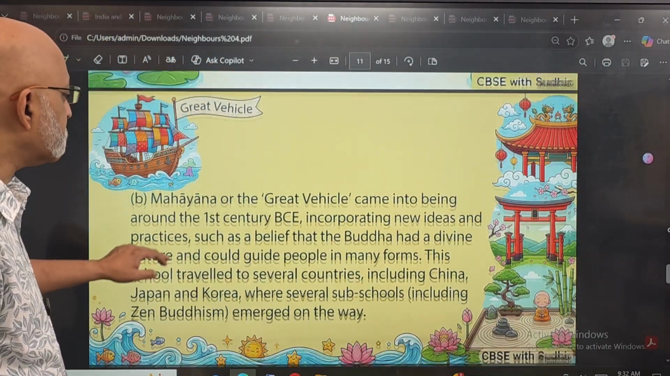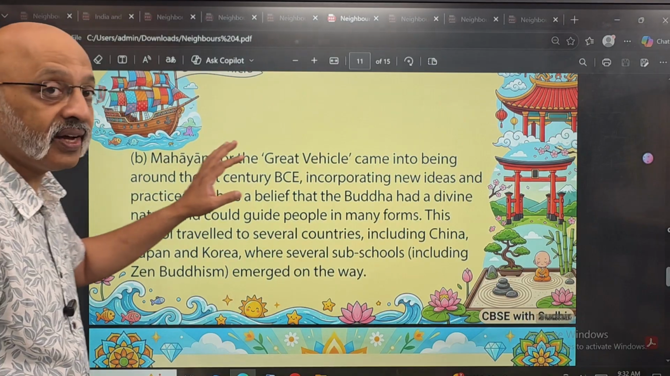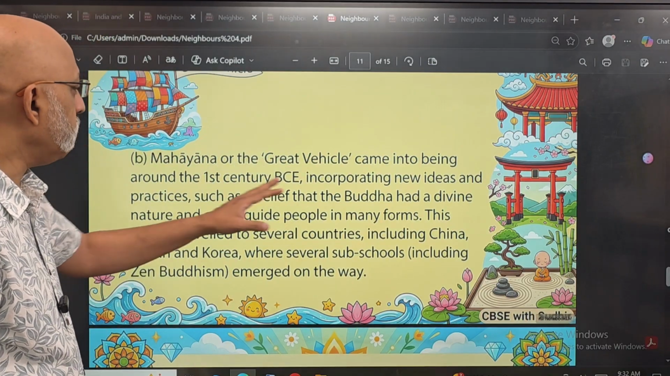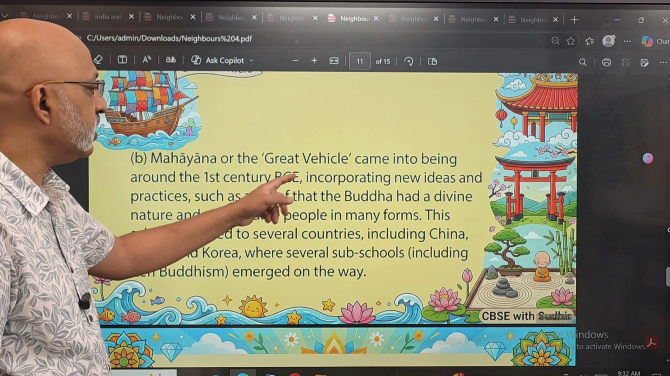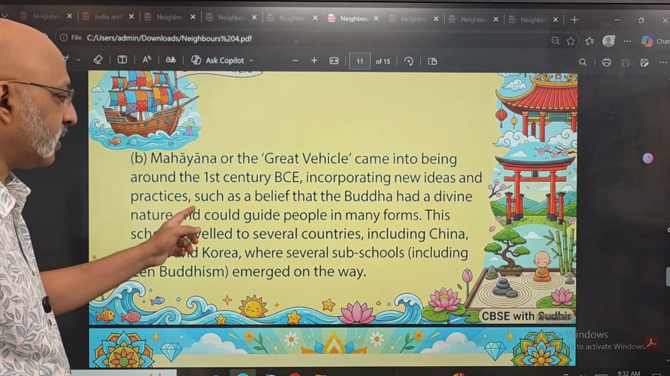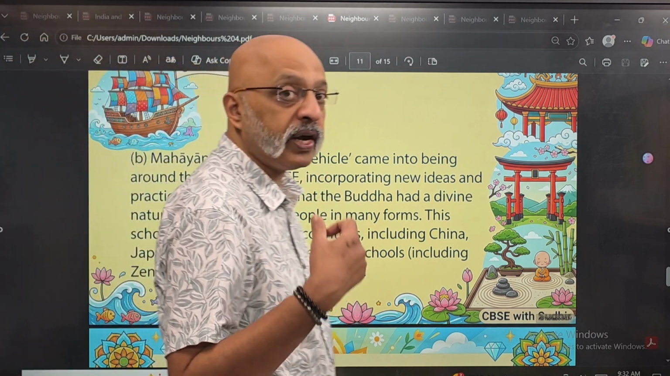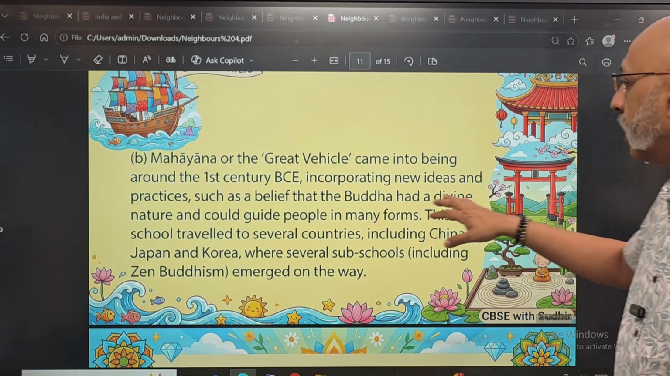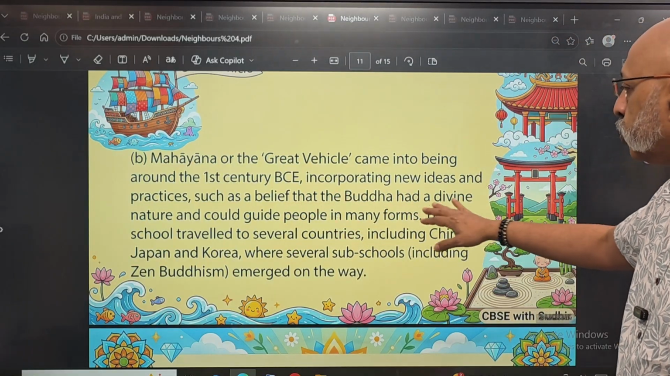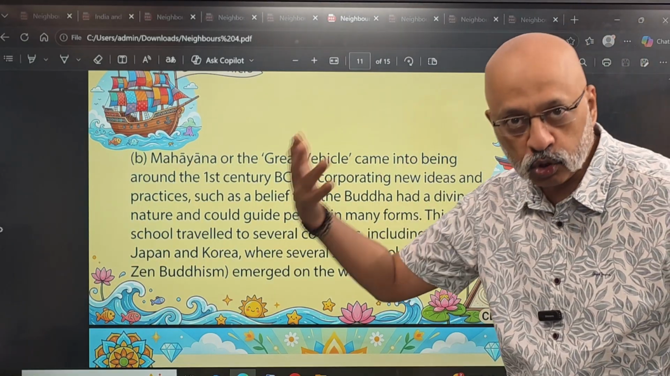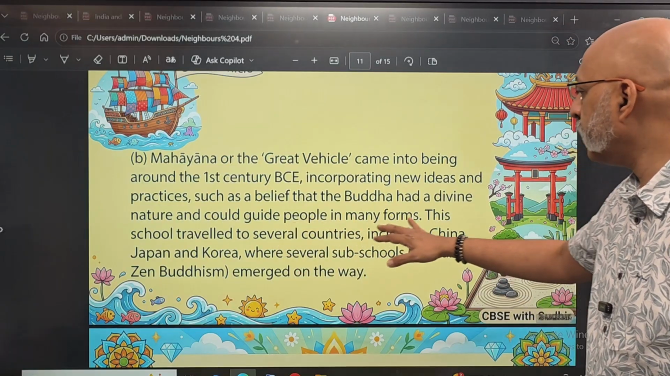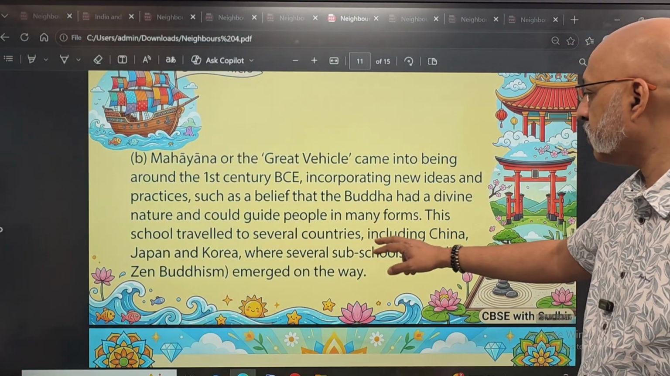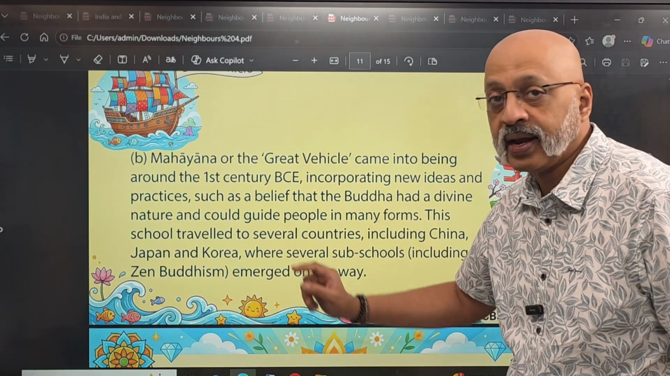The second one is the Mahayana, or the Great Vehicle, which came into being around the 1st century BCE, incorporating new ideas and practices. So it is newer compared to Theravada, which is closer to Lord Buddha's original teachings. It believed that the Buddha had a divine nature. Buddha was God and could guide people in many forms. This school traveled to several countries, including China, Japan, and Korea.